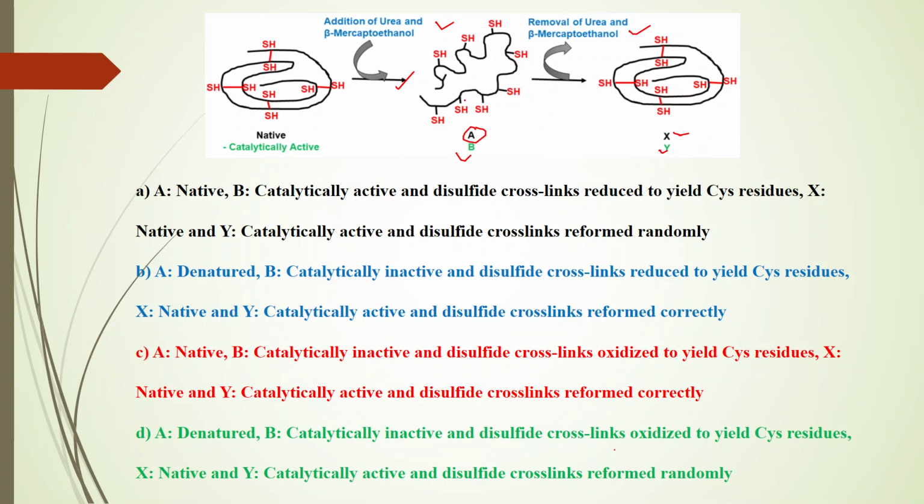Just by identifying their native or denatured state, that is A and X, and their catalytic activity, you can already narrow it down to two options. And after that you have to look at the picture very carefully to understand what is the state of the proteins.